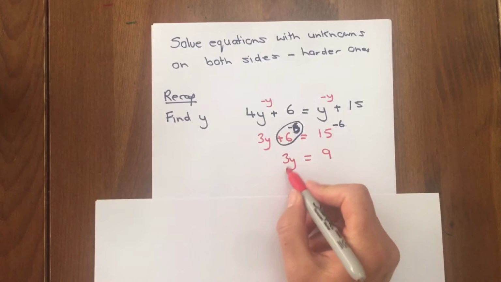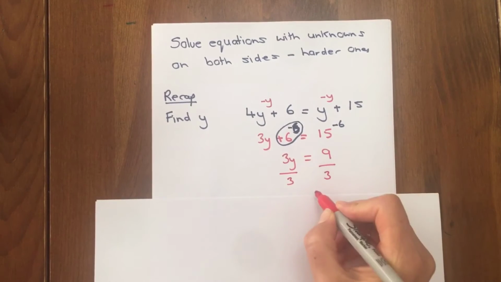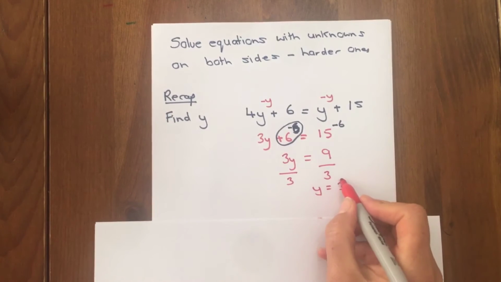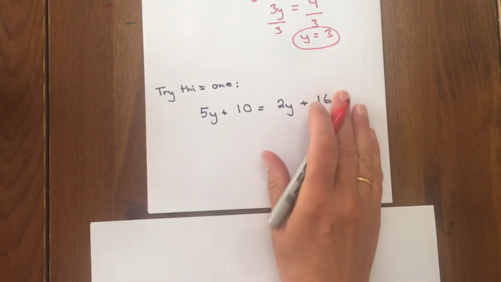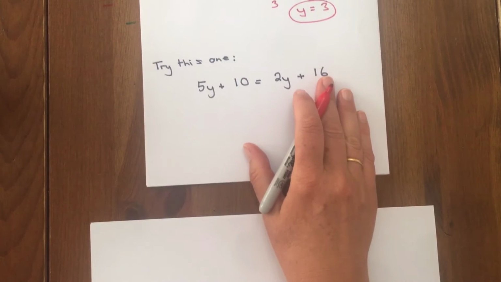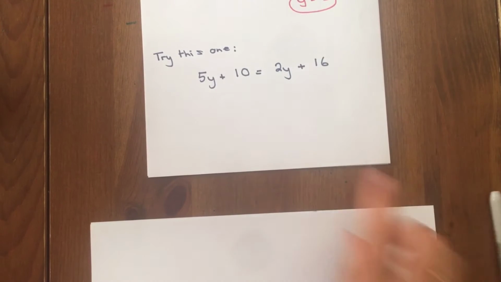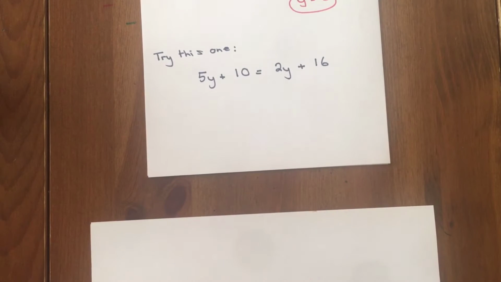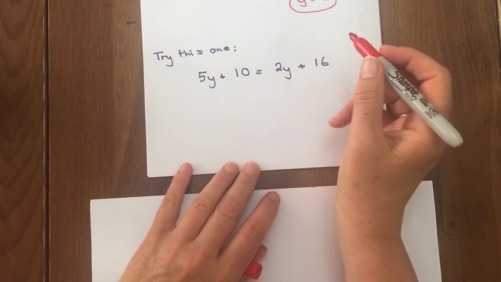15 take away 6. Now the opposite of timesing by 3 is to divide by 3. So 1y equals 3, and that's my answer. Okay, just try this one just to do a recap from yesterday's work, just to make sure you can do when there's positive numbers in front of the y's. Okay, pause the video and have a go, and then listen to my solution.